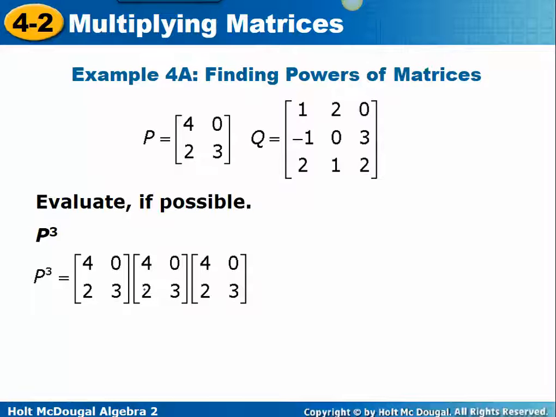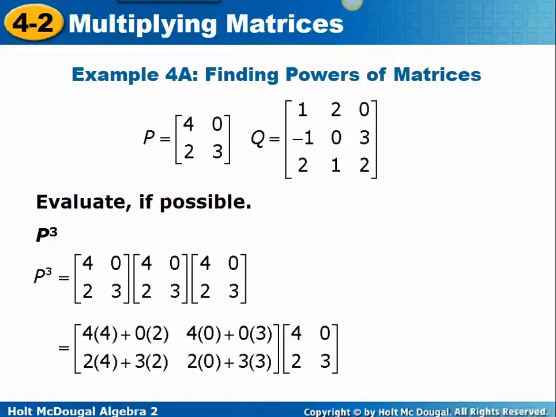So for p cubed, it means this. And you know what it means to multiply. So we would have to multiply everything in this row by this column in order to find what we get for the first matrix times the second matrix, and then we would take that solution and multiply it by the third. So it's going to be several steps.